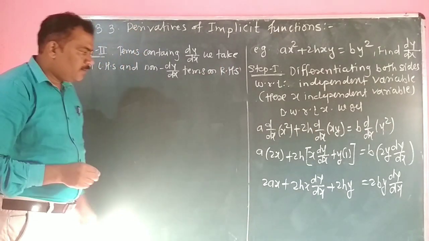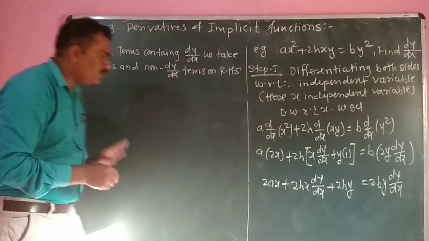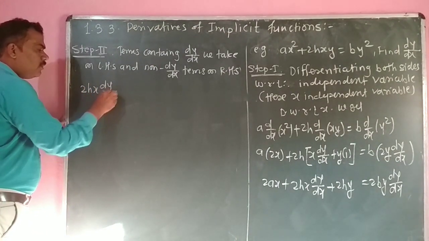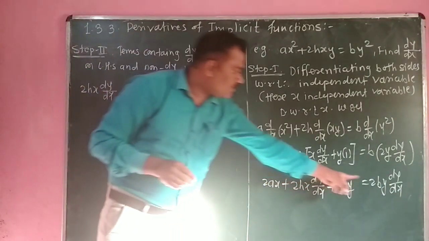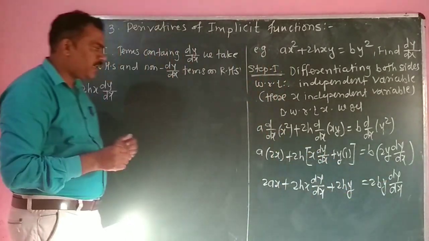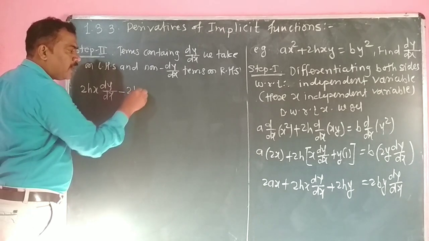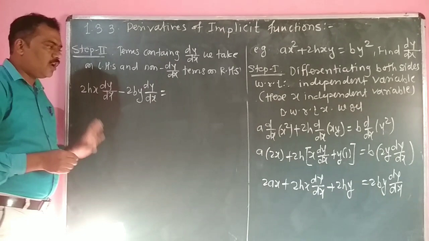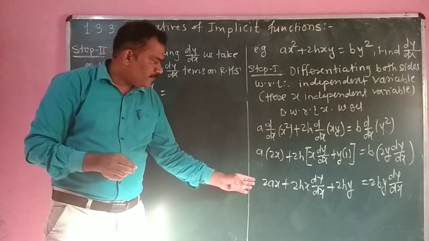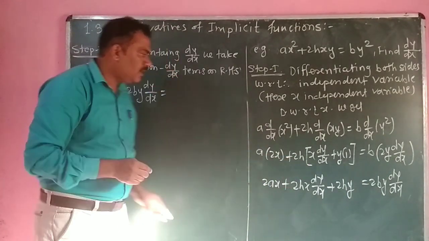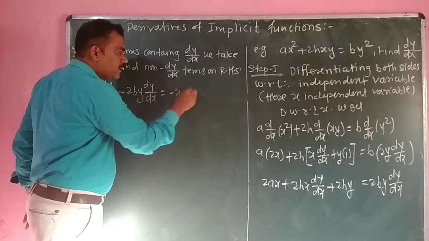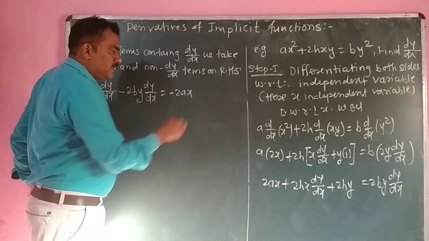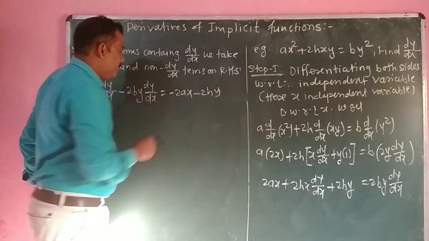So here we have to keep 2hx dy/dx on the LHS. On the RHS, 2by dy/dx we have to take to the LHS as minus 2by dy/dx. When we transpose the terms, we have to follow all the rules of mathematics. 2ax we have to take to the RHS, that is minus 2ax. Also 2hy we have to take to the RHS, it must be minus 2hy.